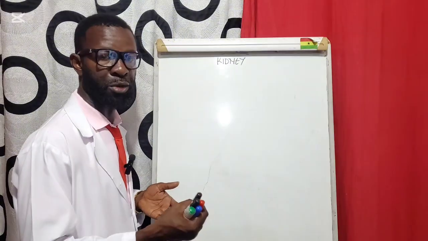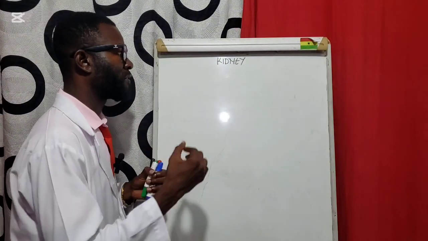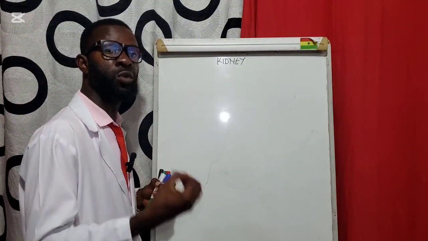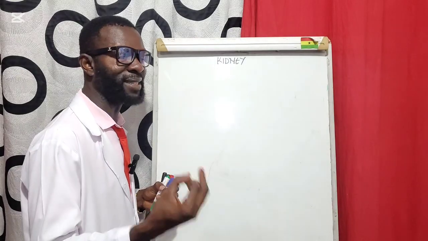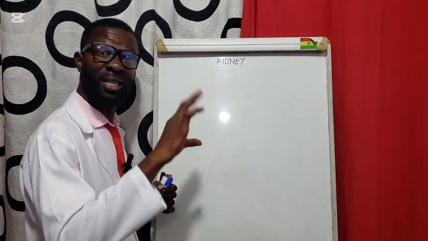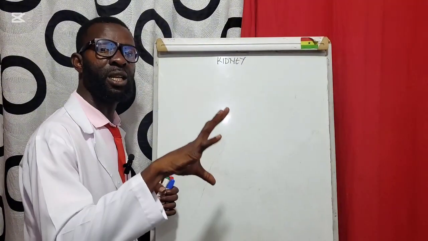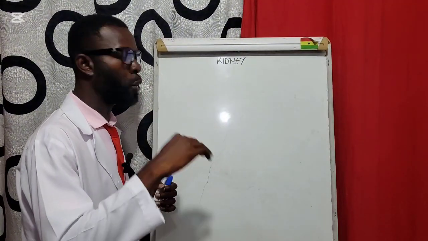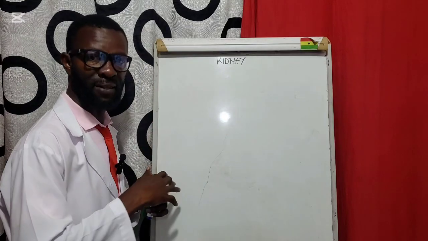My name is Bashir. Now, one of the functions of the kidney is that it produces hormones, for example, erythropoietin and renin. The kidney produces these hormones, and these hormones play a very big role. We'll go into details maybe in my next video.